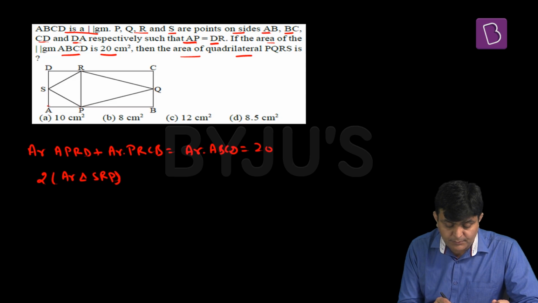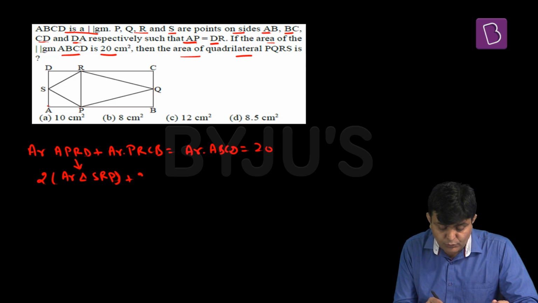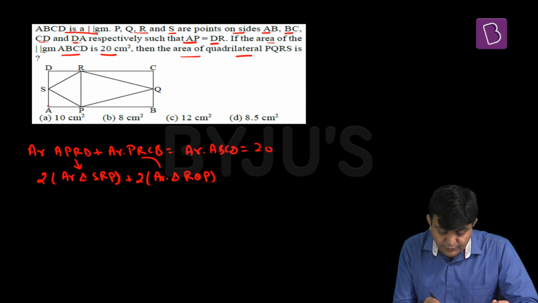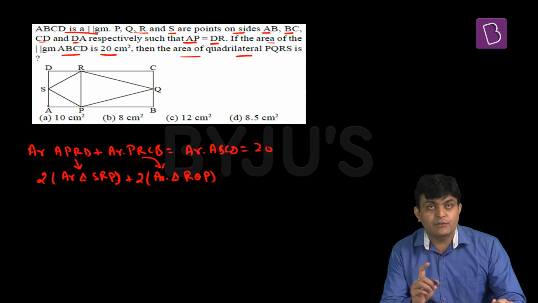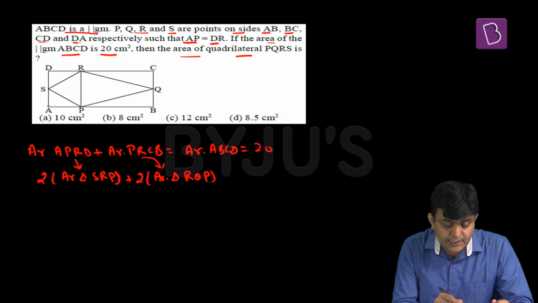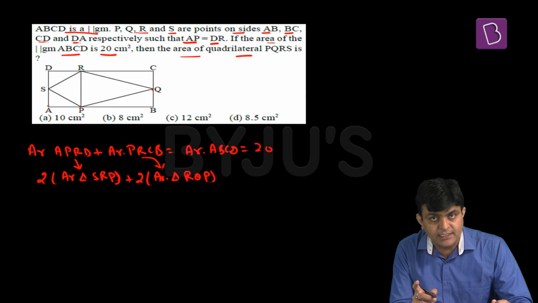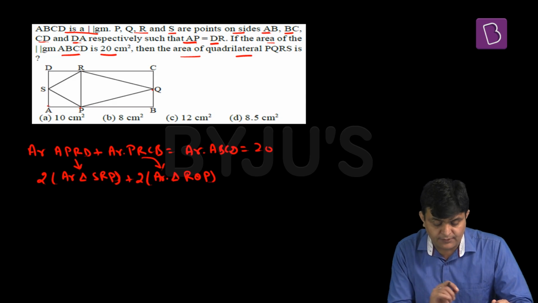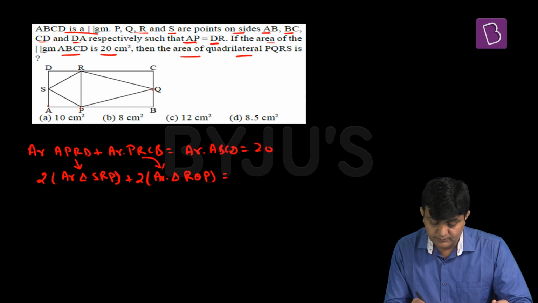twice the area of triangle SRP is equal to the area of APRD, plus twice the area of triangle RQP, which is the area of PCRB, because we know that in any parallelogram, a triangle with base on one side and top vertex at the other side has half the area of the parallelogram itself. That is equal to 20.